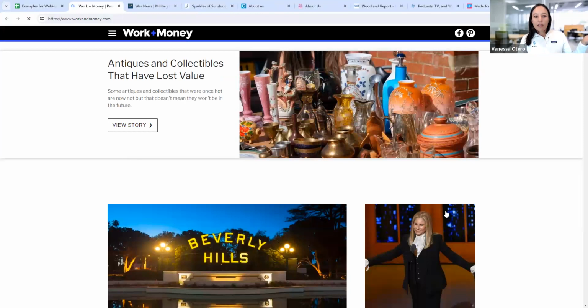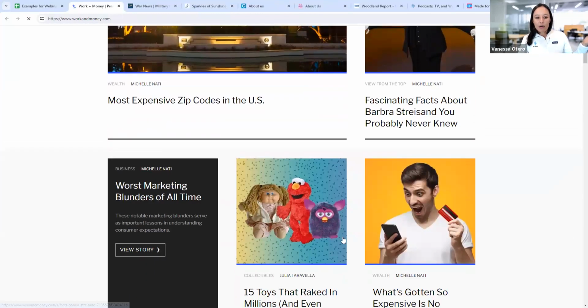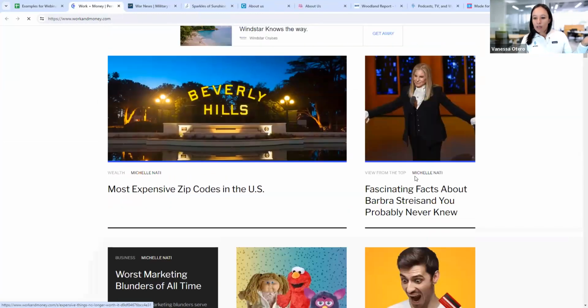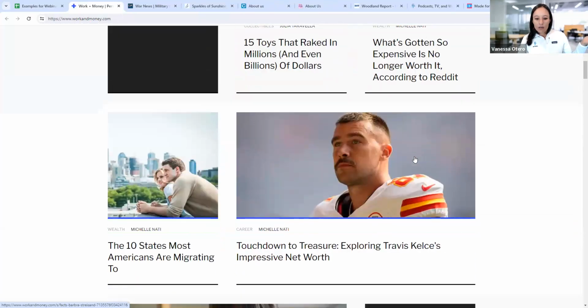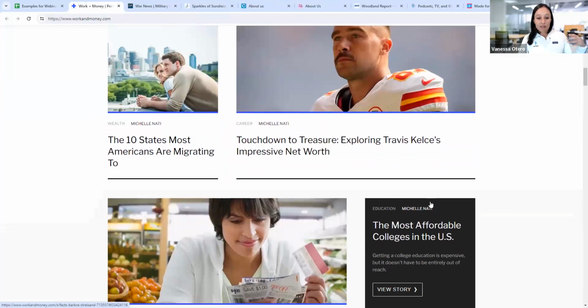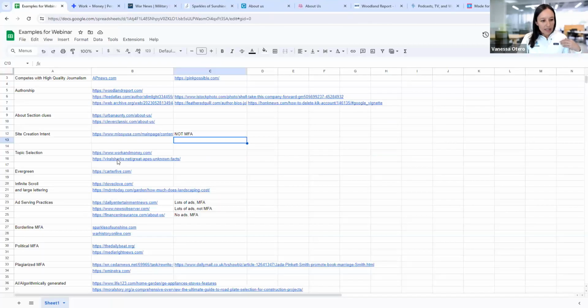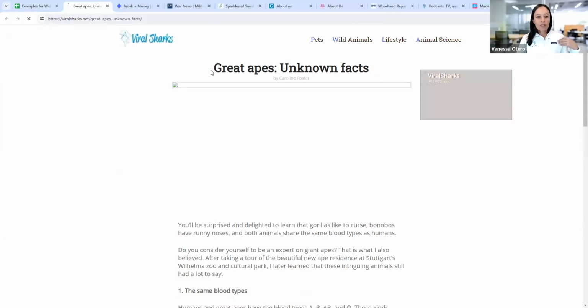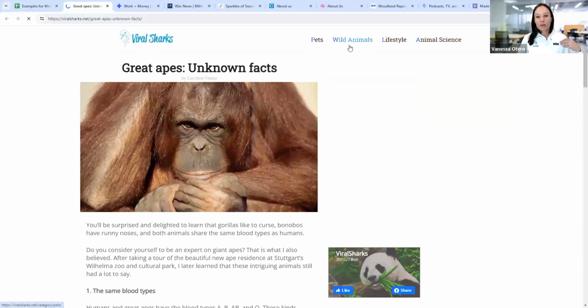Let's see. Like this one is about work and money. So the ads on here are going to be, these ads are typically going to be more about finance. Let's see. This one is about viral sharks. This is about pets, wild animals, lifestyle, animal science.